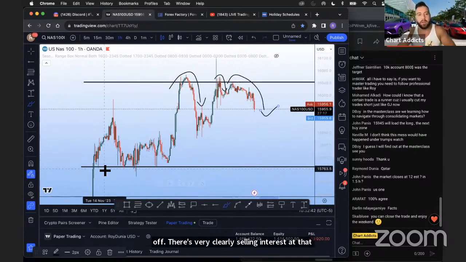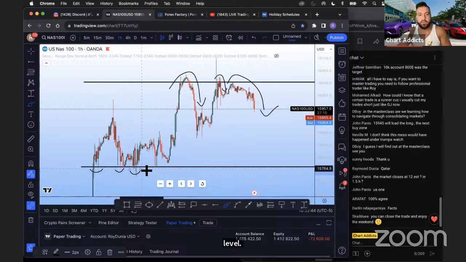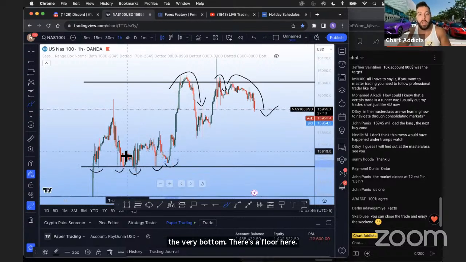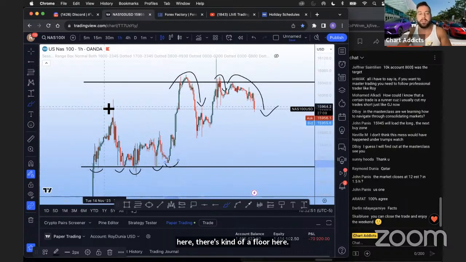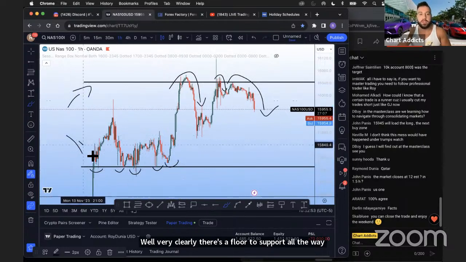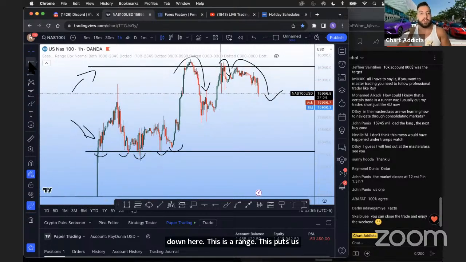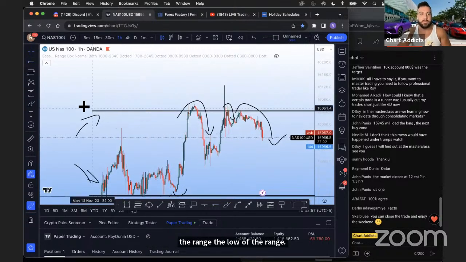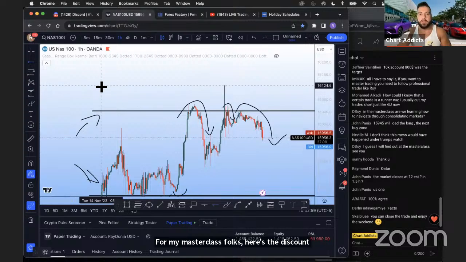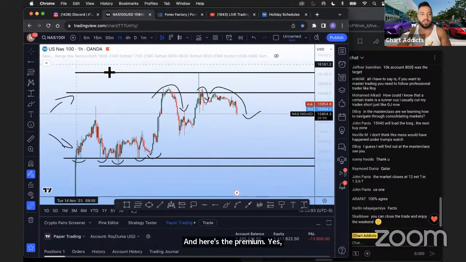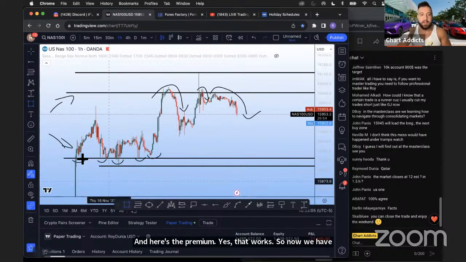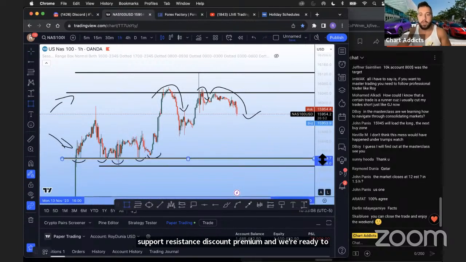Now let's look at the very bottom. There's a floor here, there's a floor here, there's a floor here, there's kind of a floor here. Well, very clearly, there's a floor at a support all the way down here. This is a range. This puts us at the high of the range, the low of the range. For my masterclass folks, here's the discount, and here's the premium. You guys see how that works? So now we have support, resistance, discount, premium, and we're ready to find the best trade opportunity of all time.